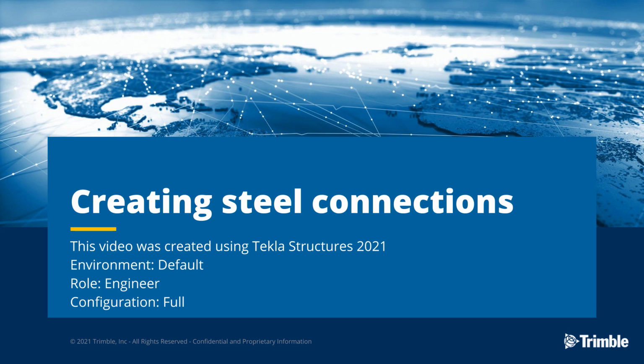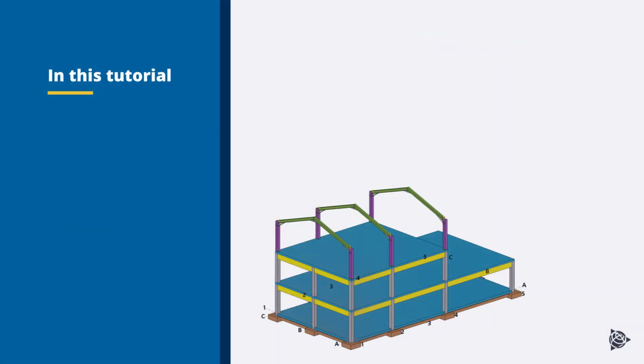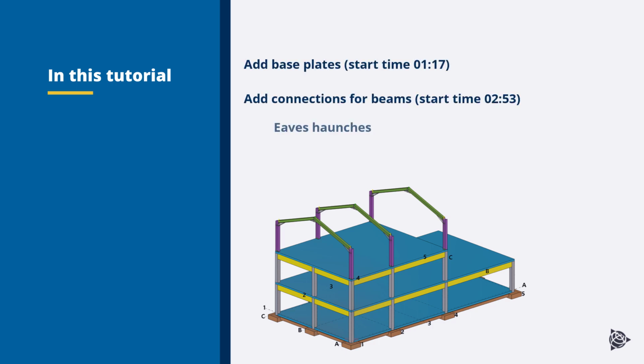Welcome to this tutorial for creating steel connections. In this tutorial, you will learn how to model steel connections. More specifically, you will learn how to add base plates to columns, and how to connect beams and columns with eaves haunches, and beams with apex haunches.